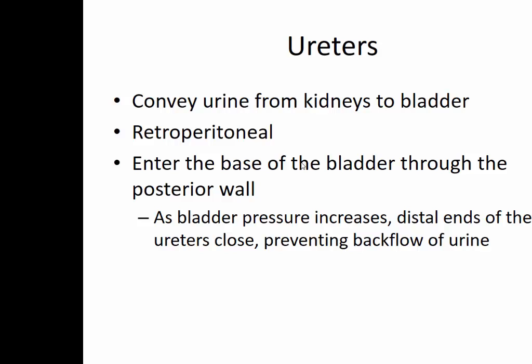So they're kind of glued to the back wall of our abdominal region, and they're surrounded by their own membrane back there. As bladder pressure increases, the far ends of the ureters close, so we don't have backflow of urine into the kidneys. But again, if you had a person that wasn't able to go, say a person with an enlarged prostate or a neurogenic bladder that didn't empty on its own, then you can have urine back up into the kidneys, and that can cause increased pressure and do damage, permanent kidney damage.